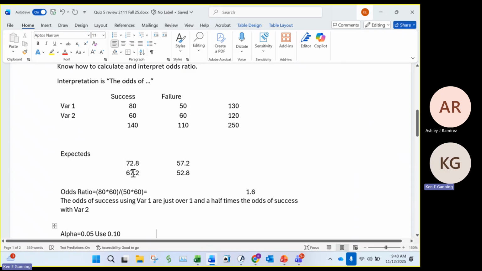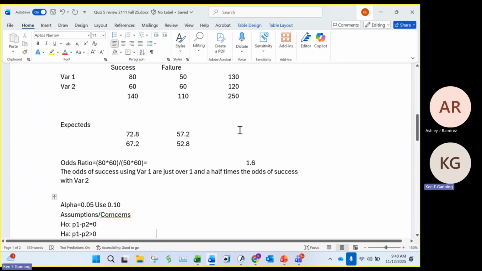So for example, where did this 67.2 come from? 140 times 120 over 250. So again, you should be able to calculate expecteds. I'm not going to have you do all four of them, because if you can do one, you can do four. So just being able to do one should be fine.